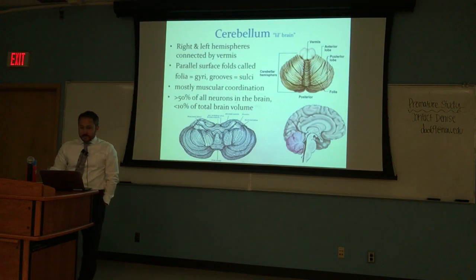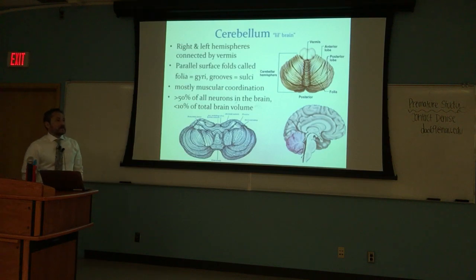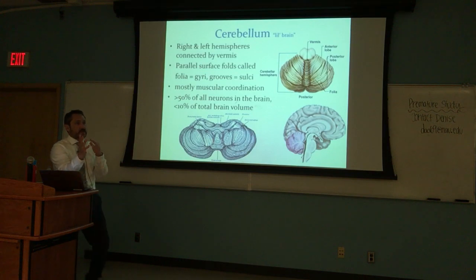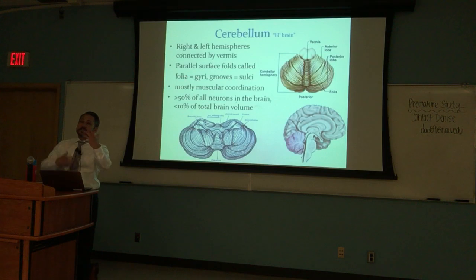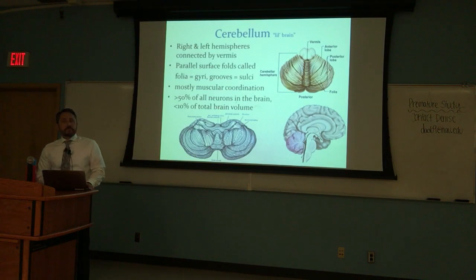The cerebellum. The cerebellum is what we refer to anatomically as the little brain. It has right and left hemispheres, just like our cerebrum. They're connected by a vermis, and it's got folds and grooves, or folia, called gyri and grooves called sulci. And it is instrumental in coordinating muscle activity or a series of muscles that are working together in contraction. It also has over 50% of the neurons in the brain, even though it's less than 10% of the volume.